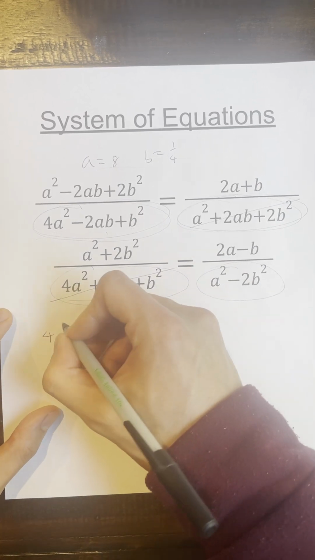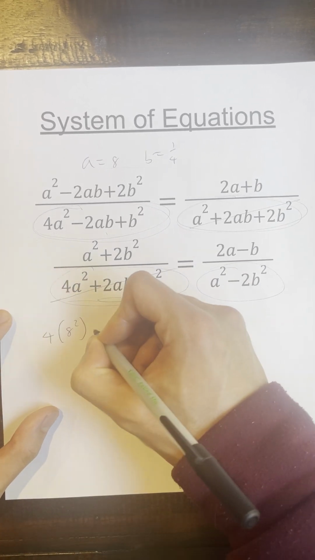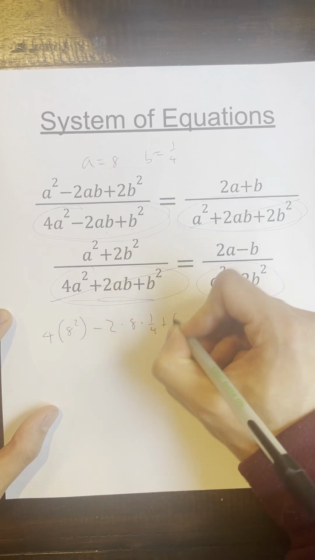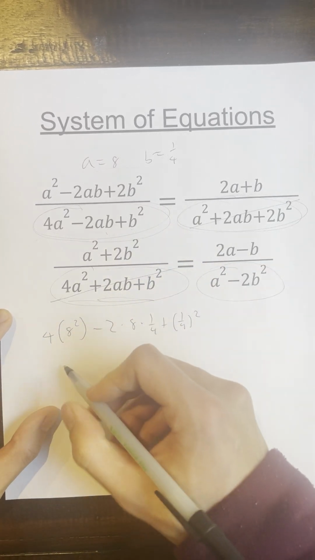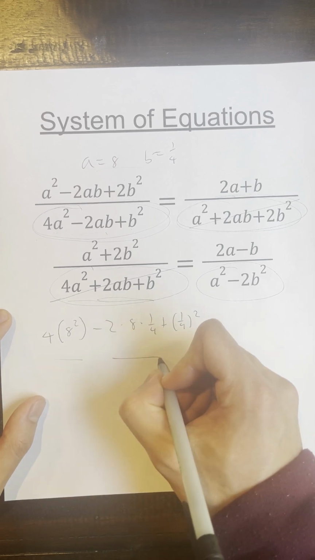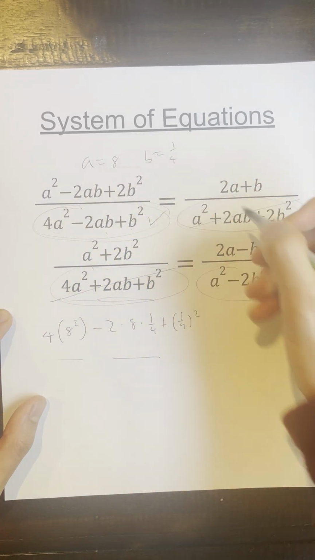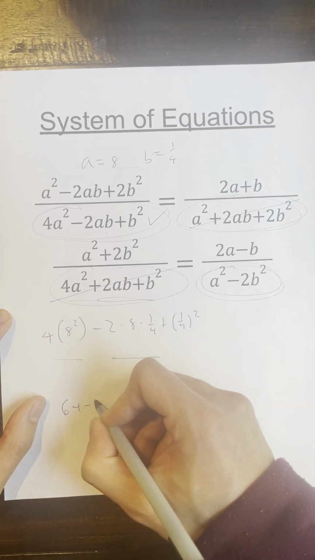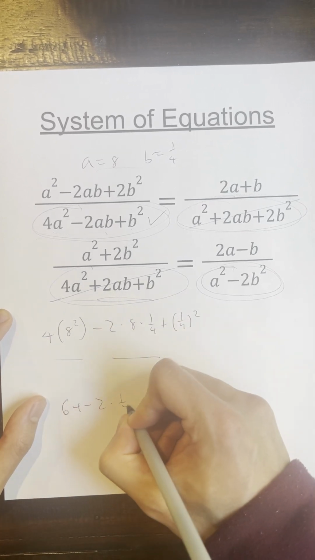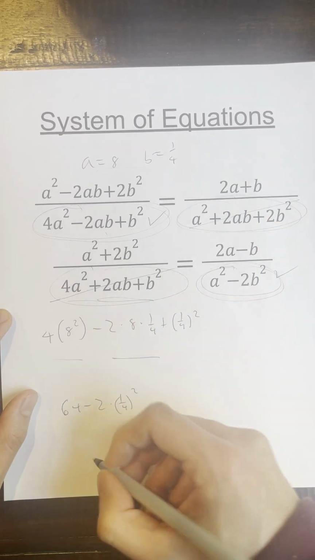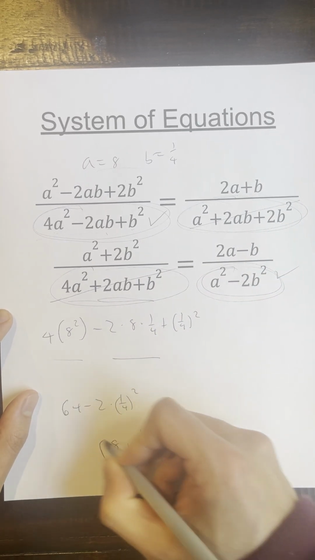So it's going to be 4 times 8 squared minus 2 times 8 times 1/4 plus 1 over 4 squared. Okay, so this is much larger than this. So we're good here. And how about here? So 64 minus 2 times 1/4 squared. Yeah, we're good here as well. So a is 8 and b is 1/4, this is our answer.